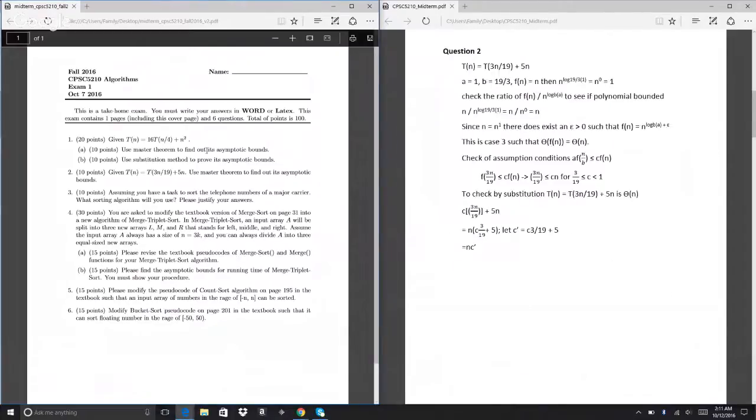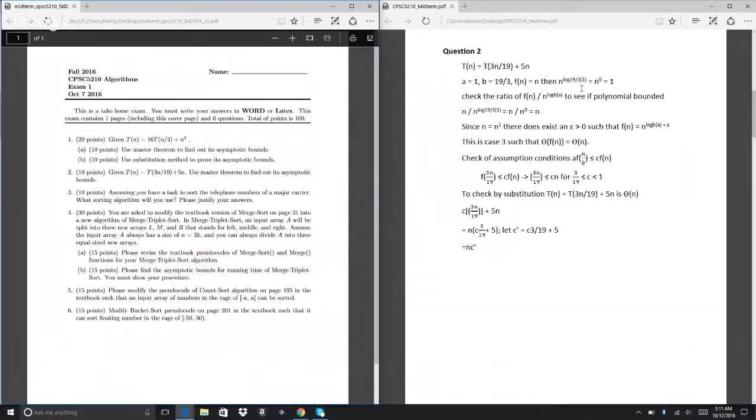Question 2 is to use the master theorem to find the asymptotic bounds. So we're given this total runtime. We're familiar with the master theorem by now. So a is 1, b is 19 over 3, and f of n is equal to n, because f of n has to be a non-negative function. And 5 seems almost trivial, because it's a constant. A lot of times our constants are handled separately, or brushed aside for the simplifying assumption.